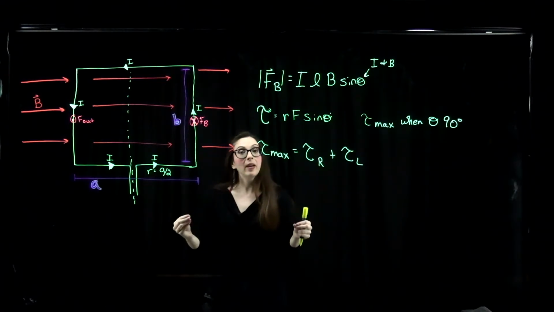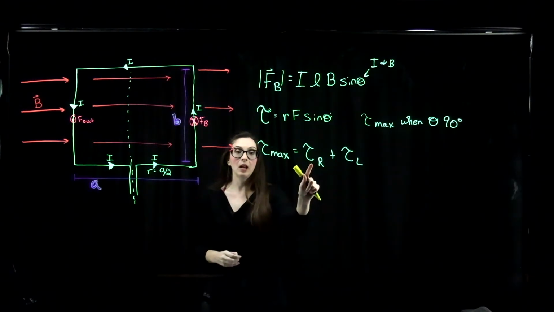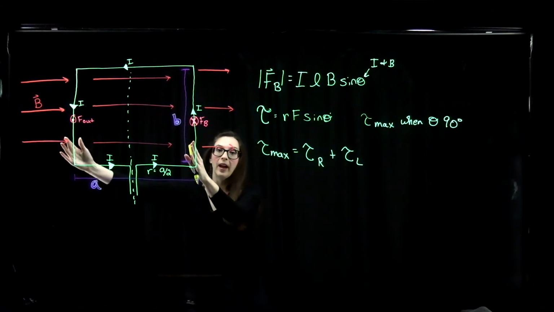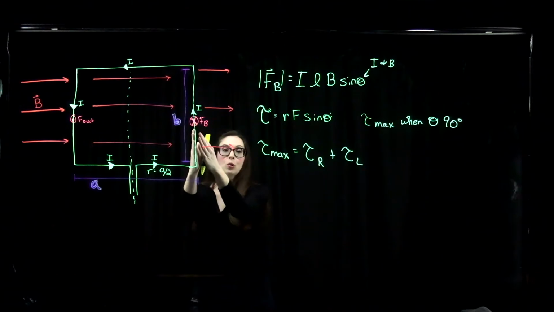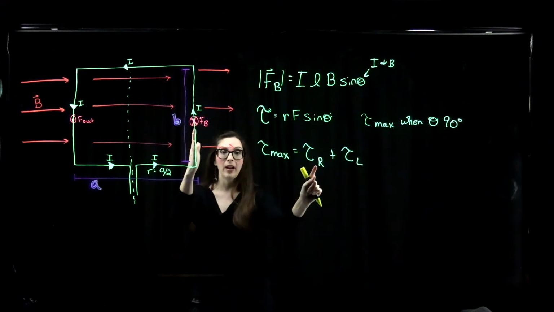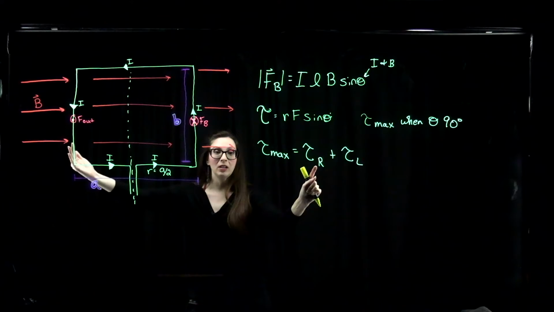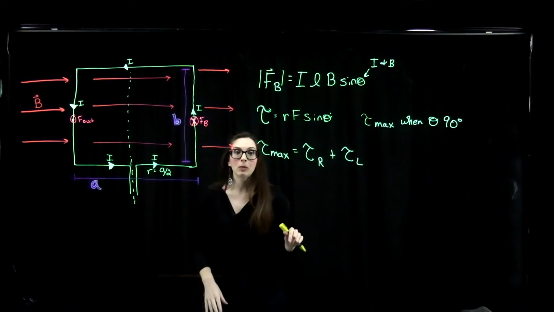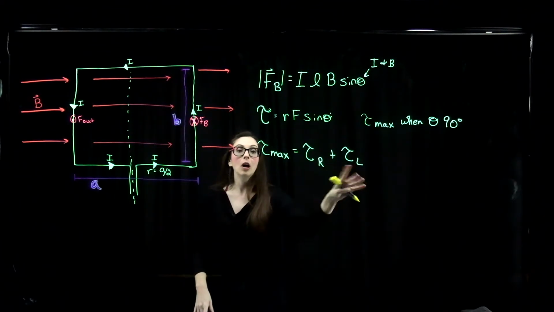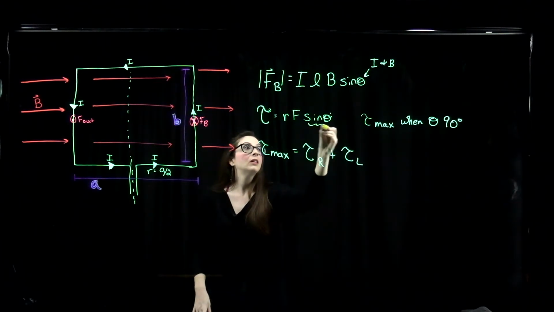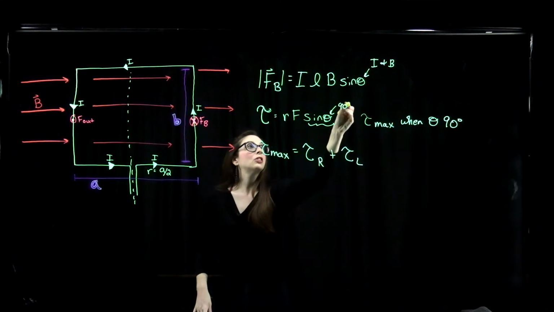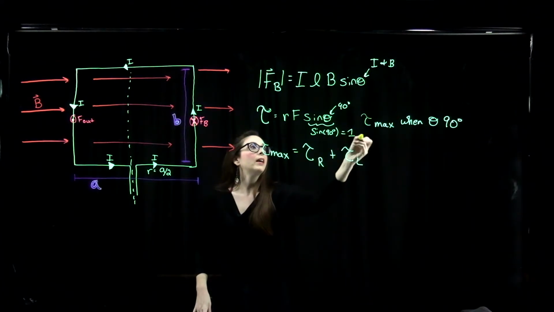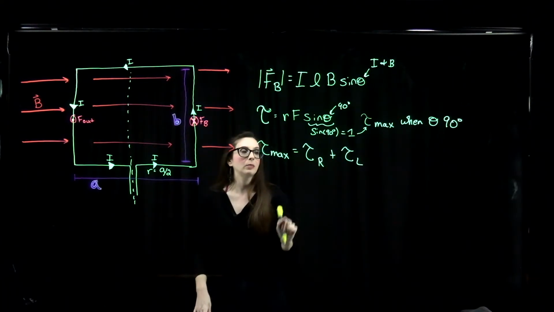The maximum torque that we can get is going to be the sum of the torque acting on this part of my loop and the torque acting on this part of my loop. I'm calling the torque on this side the right side, and the torque over here the left side. So I sum up those torques, and that will give me my maximum torque if these torques are occurring when this angle here is 90 degrees, such that sine of theta is equal to 1. That's our maximum. That's the condition for our maximum torque.